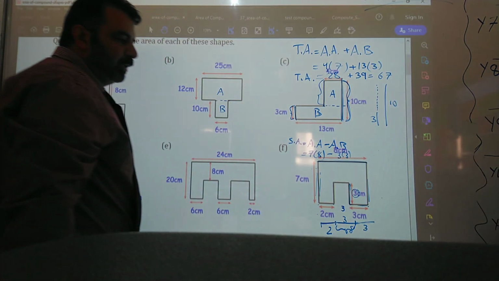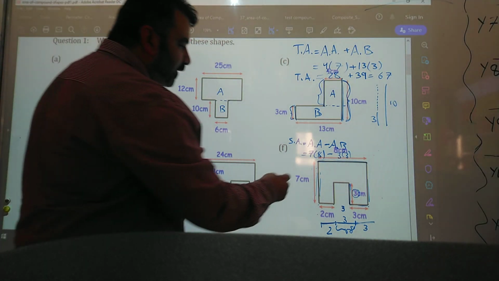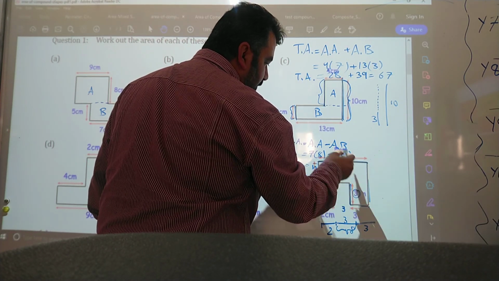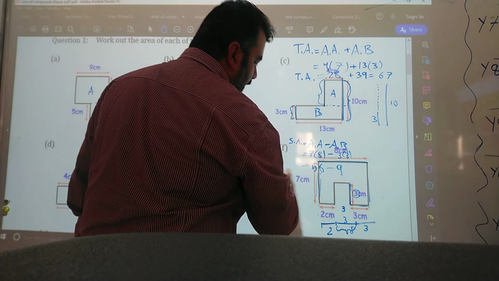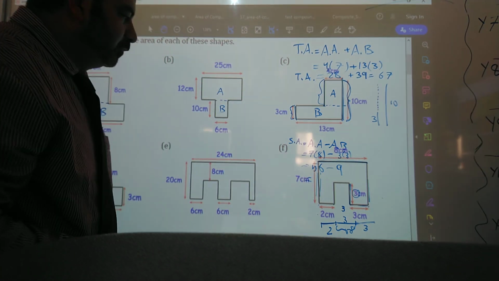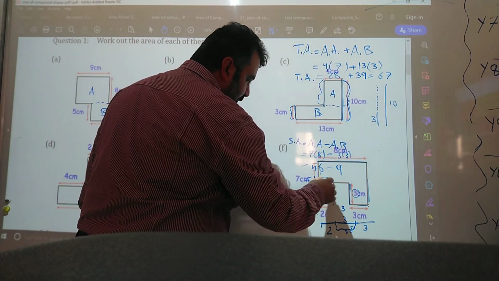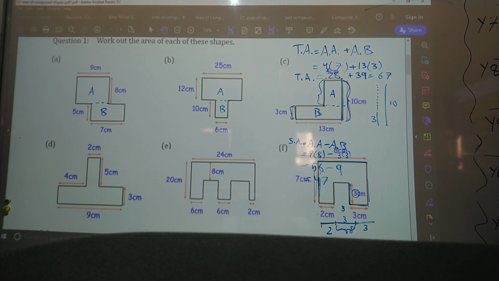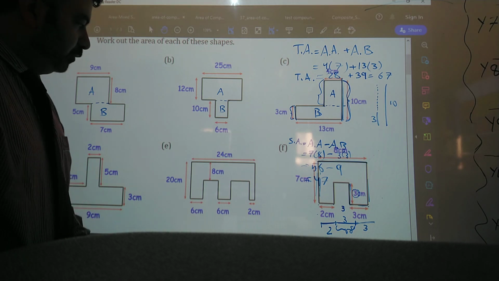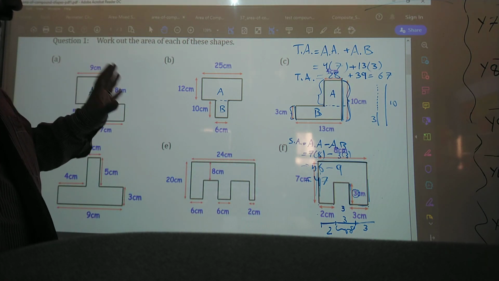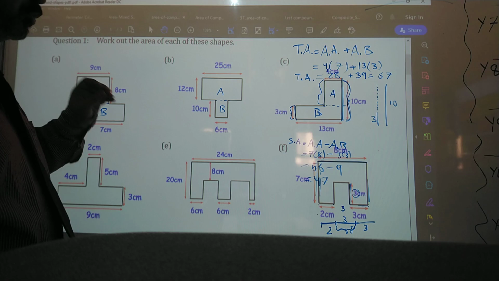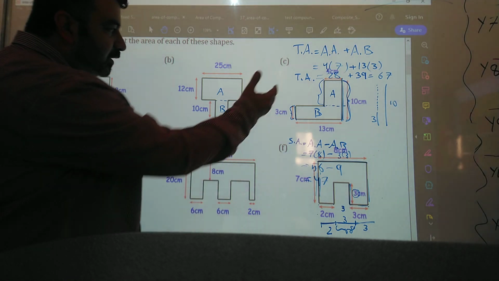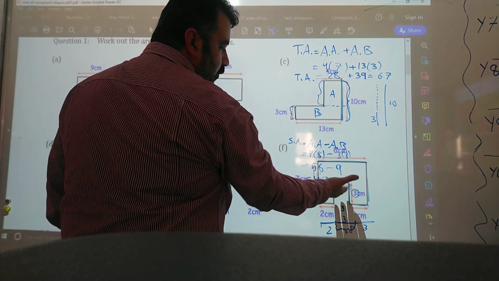Are you with me? Fine. So 7 times 8 equals what? 56 minus 9. So I think 56 minus 9 will be 47. Okay? So, what you will do is scan the shape and try to understand when to add and when to subtract. Now in this case, you will add. In this case, you will subtract.